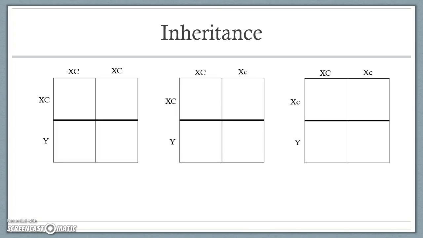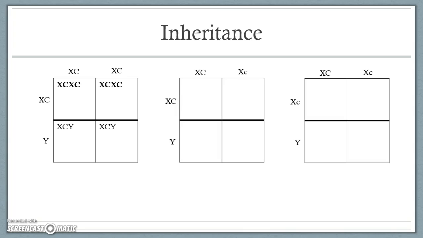This is how it works. In the first example, mom has two X chromosomes with the dominant normal vision allele, and dad has one X chromosome with the normal vision allele and a Y with no matching allele at all. Their female offspring will have normal vision, and so will the male offspring because they will inherit the normal vision allele on their one X chromosome.